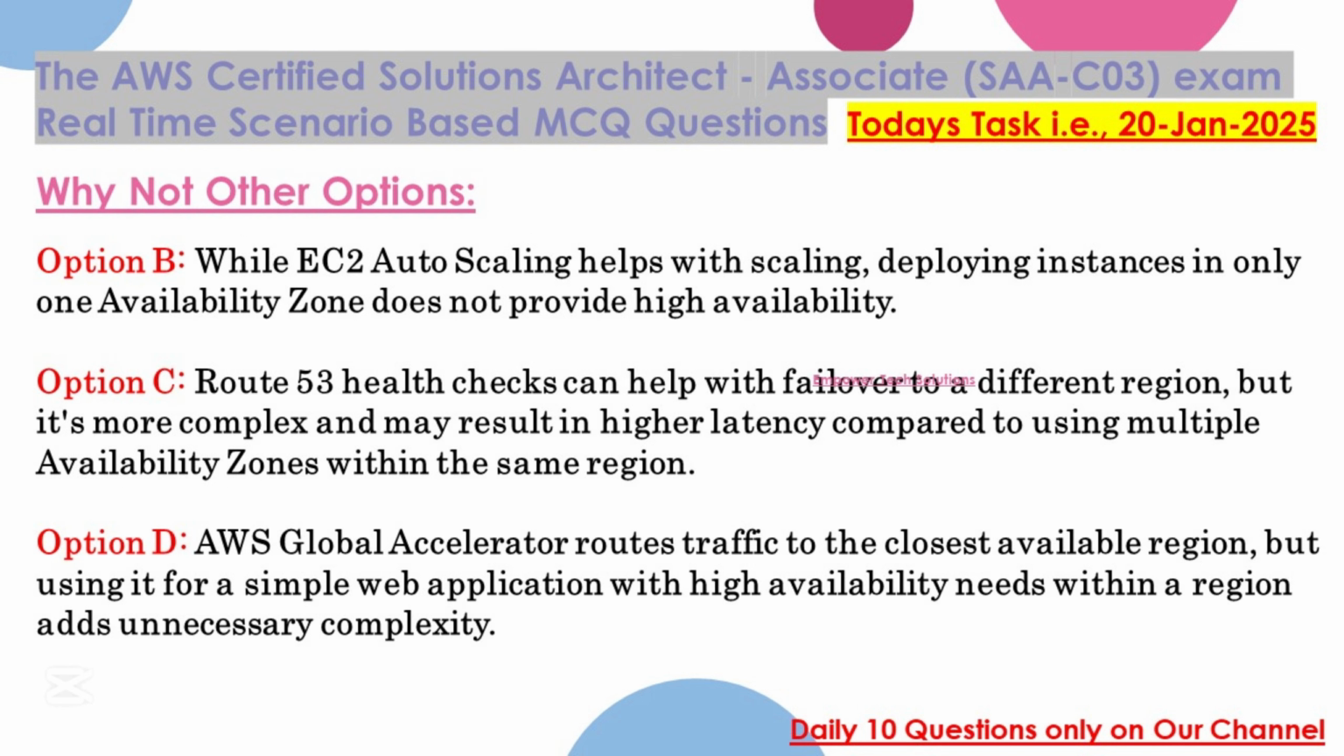Why not other options? Option B: While EC2 auto-scaling helps with scaling, deploying instances in only one availability zone does not provide high availability. Option C: Route 53 health checks can help with failover to a different region, but it's more complex and may result in higher latency compared to using multiple availability zones within the same region. Option D: AWS Global Accelerator routes traffic to the closest available region, but using it for a simple web application with high availability needs within a region adds unnecessary complexity.